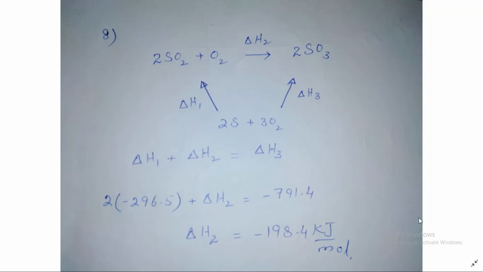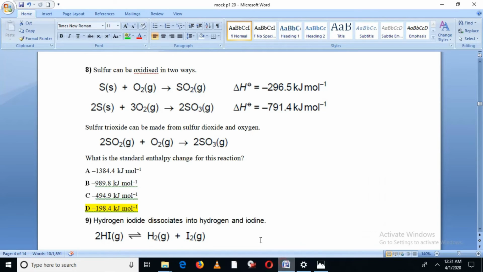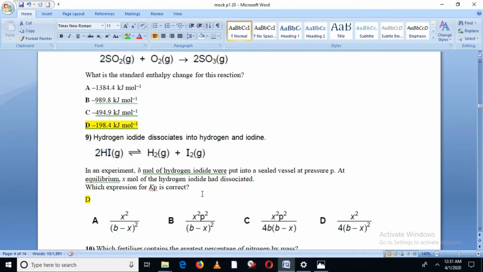Here the answer I have highlighted is D. Question number 9. This was a tricky MCQ. Hydrogen iodide was decomposed into hydrogen and iodine, and it was an equilibrium reaction, the reversible reaction.